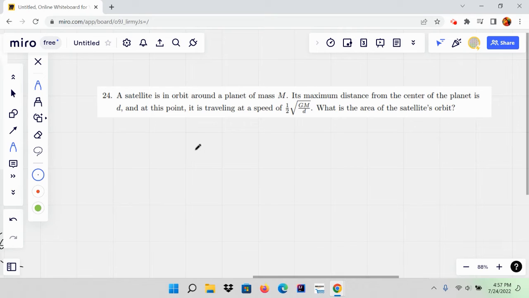All right. So for problem 24, we have a satellite that's in orbit around a planet of mass m.